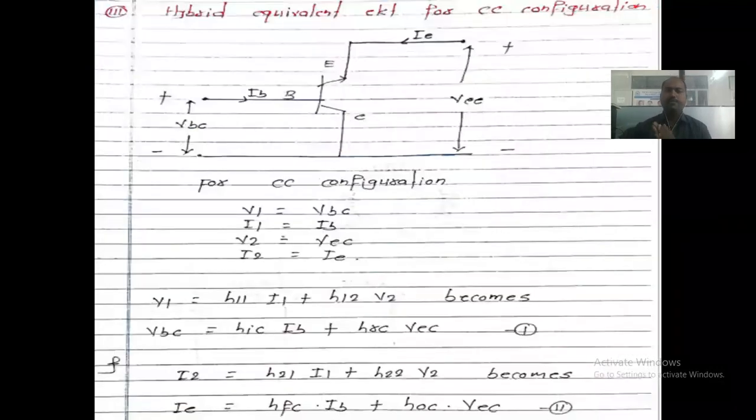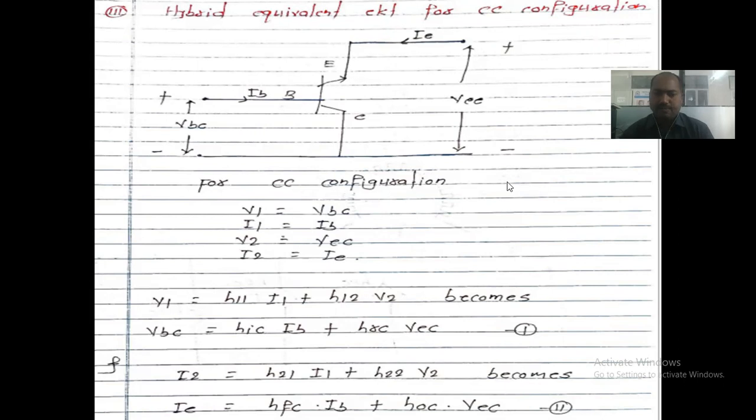Now we will find the hybrid equivalent circuit for the common collector configuration. When we look at the three types of configuration, that is common emitter, common base, and common collector, it indicates that we take one of the terminals of the transistor as common, and see whatever hybrid circuit is formed, and find out the different parameters with respect to HI, HR, etc.